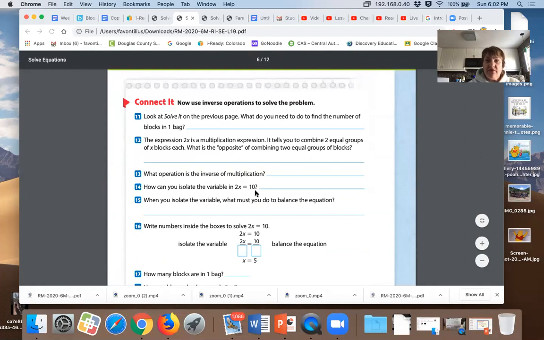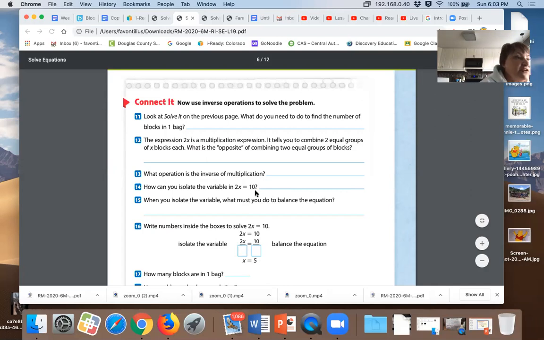Okay, look at solve it on the previous page. What do you need to do to find the number of blocks in one bag? I mean, number 11, what would you write there? Give you a second. What do you need to do to find the number of blocks in one bag? What would you say?